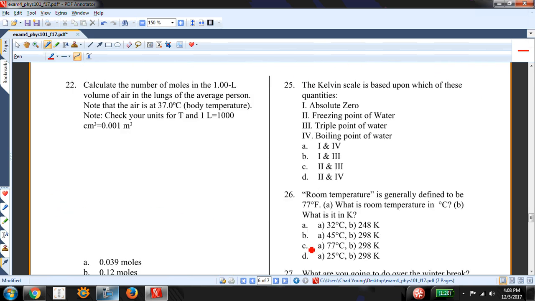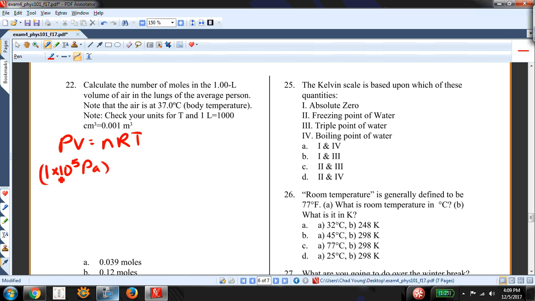Calculate the number of moles in a 1 liter volume of air in the lungs of the average person. Air temperature is given. Oh, air temperature, that's not relevant. Oh, wait, no, I'm sorry, it is relevant here. So, ideal gas law, PV is nRT. The tricky part with this is getting all the units right. So, the pressure is 1 atmosphere, which is 1 times 10 to the 5th pascals.